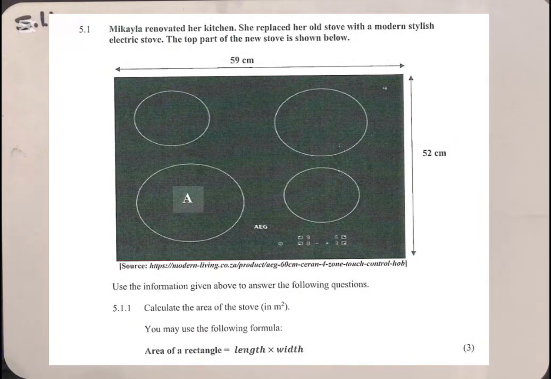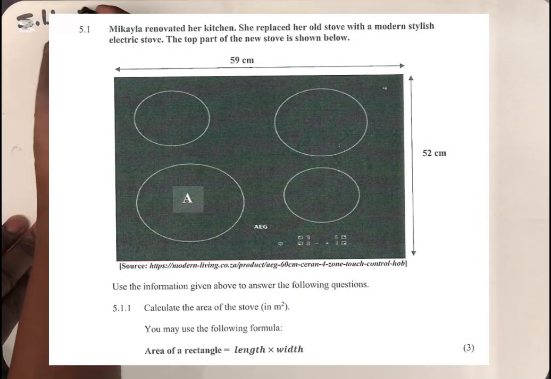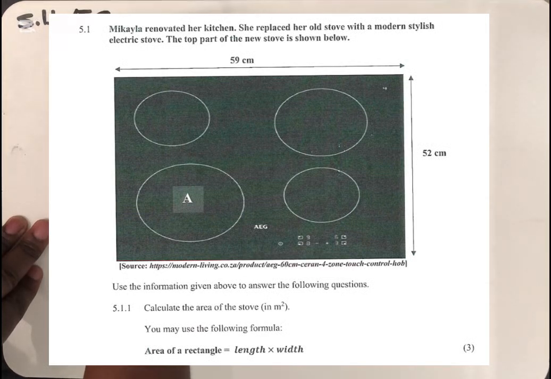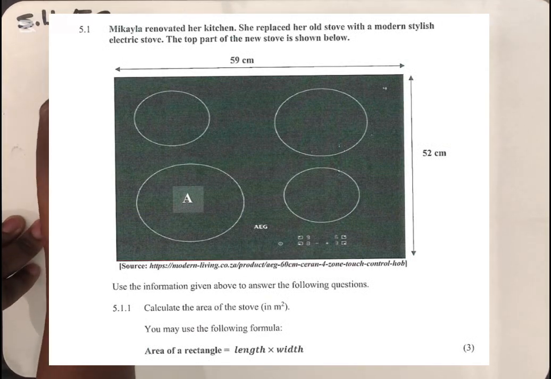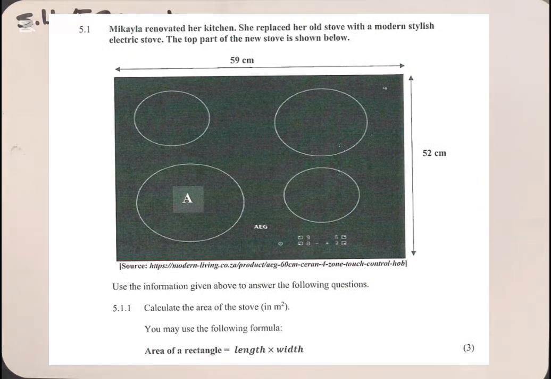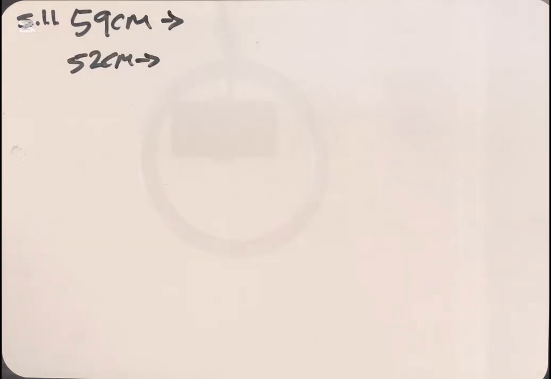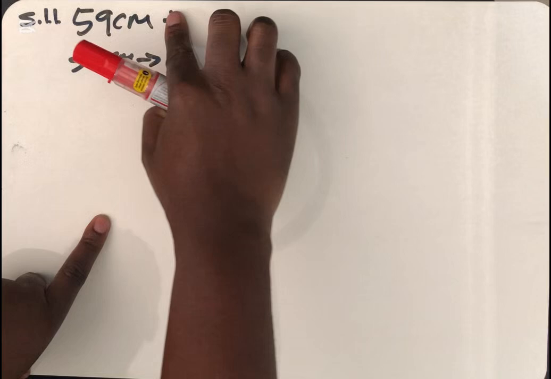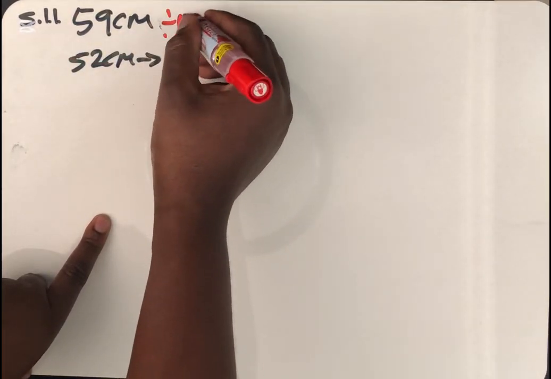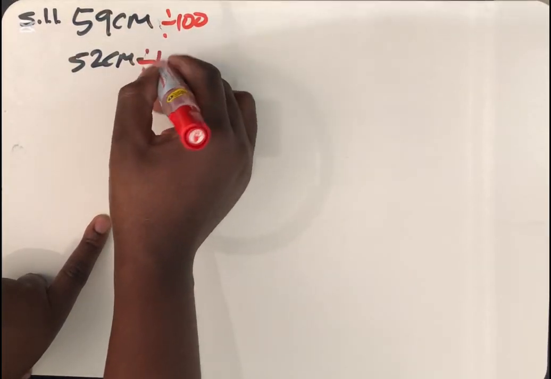So what we need to do first is very important. We are given 59 centimeters. We are also given 52 centimeters. I want us to convert these to meters first because your answer must be in meters squared. So it's best for us to convert these to meters first. We divide by what? We divide this by 100.